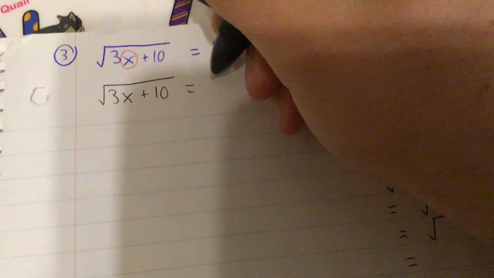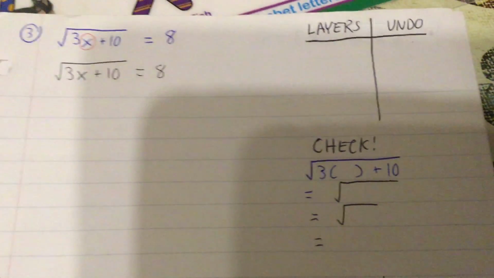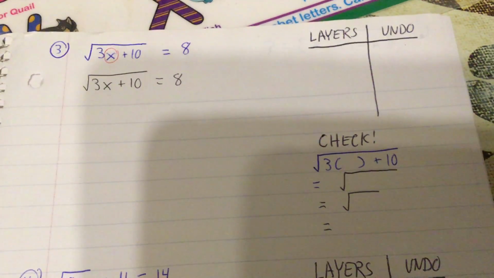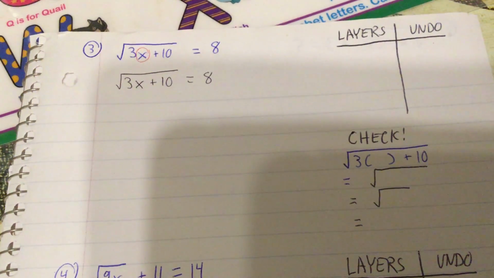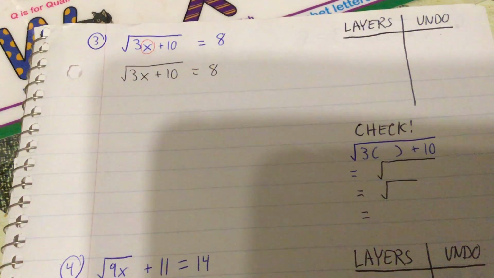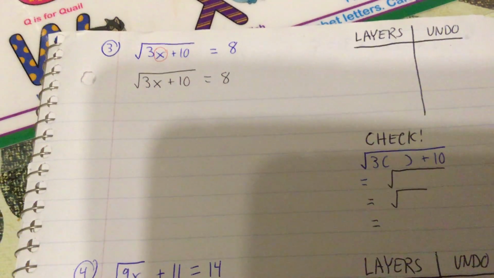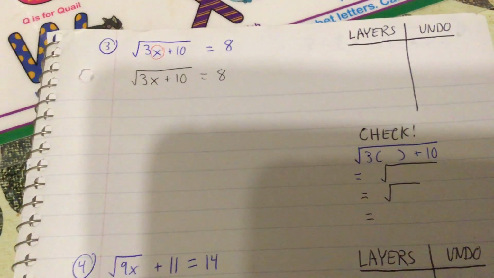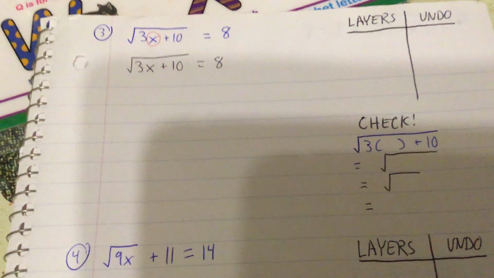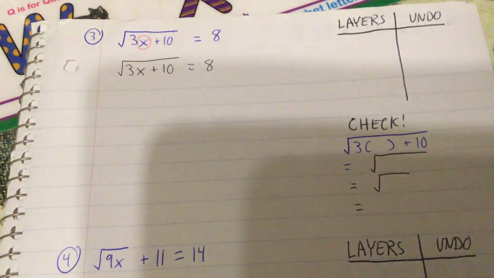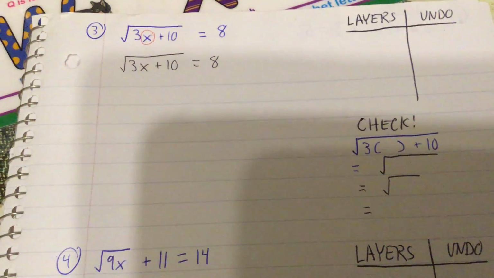Now, again, if the layers and undoing table helps you, like it did me when I was in high school, I actually learned this technique when I was in college, and then I applied it to when I used to student teach at a public school. So I've been using this for a long, long time. But you don't have to use the layers and undoing method if you can do this at the snap of the fingers.